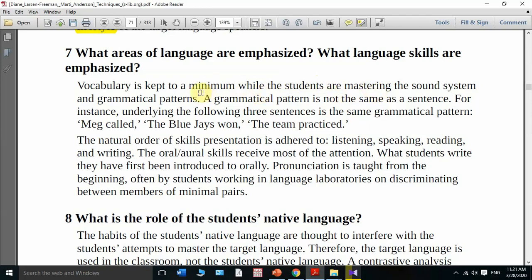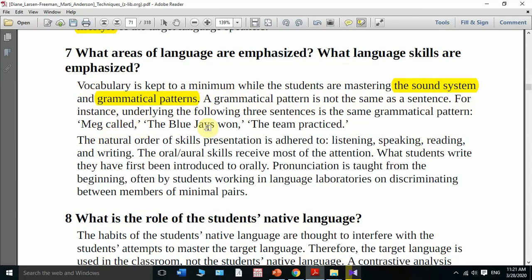So what this sentence says is the priority is given to mastering the sound system, which represents pronunciation, intonation, and how to say the words and sentences, as well as focusing on the grammatical patterns. So the priority is given to pronunciation and grammar over vocabulary, and that's important. A grammatical pattern is not the same as a sentence. For instance, underlying the following 3 sentences is the same grammatical pattern.